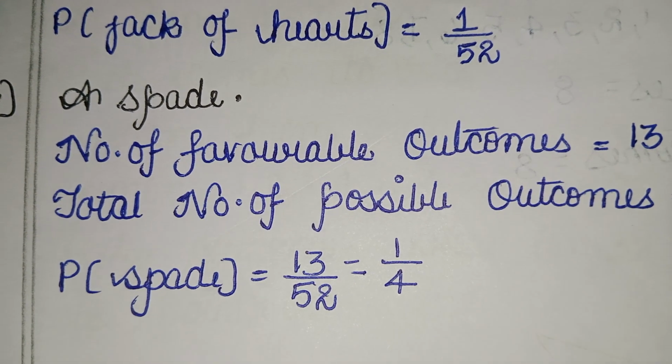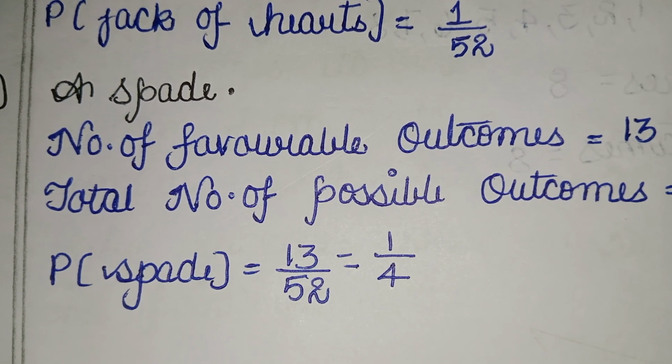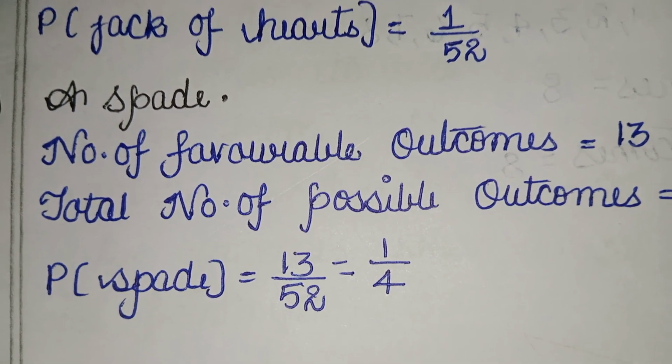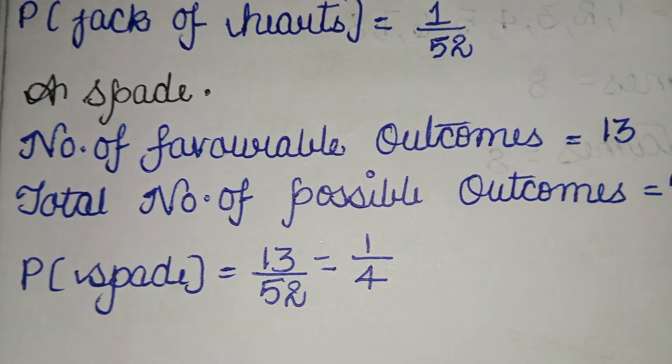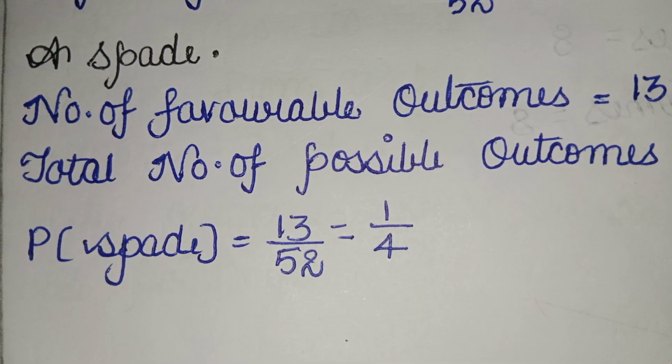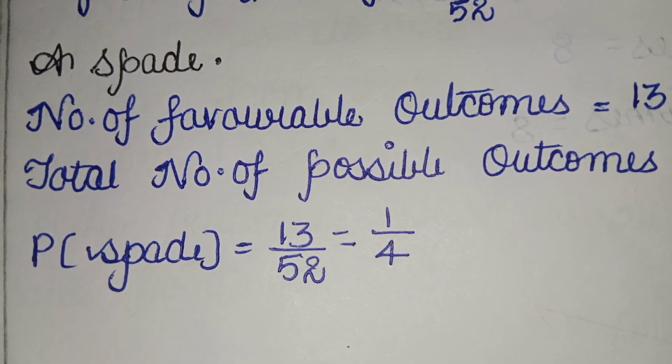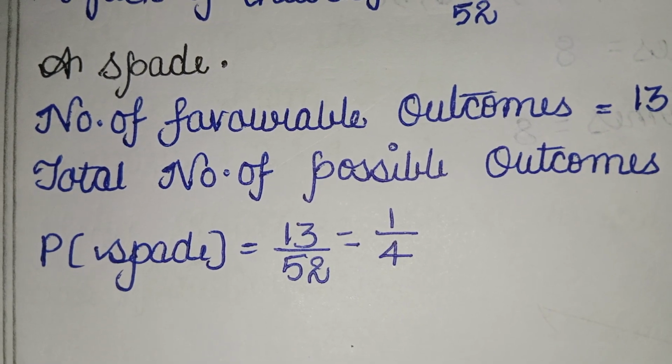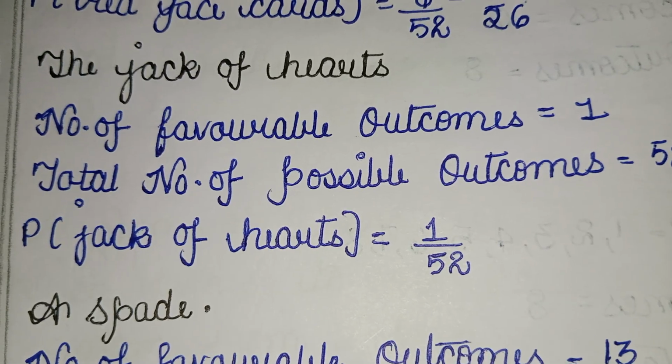Next question. A spade. Number of favorable outcomes is equal to how many spades are there? 13. Total number of possible outcomes 52. So probability of spades is equal to 13 by 52. 13 ones are 13, 13 fours are 52. So 1 by 4. Answer. Probability of spades is equal to 1 by 4.